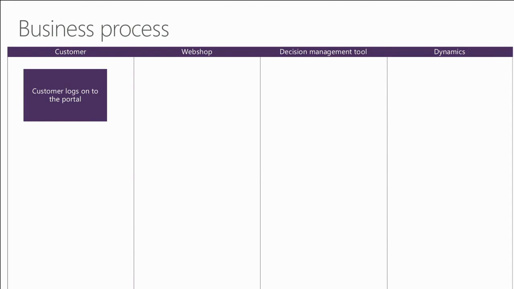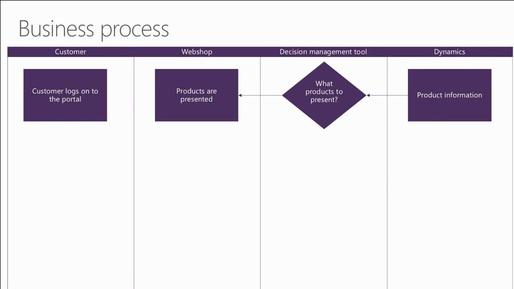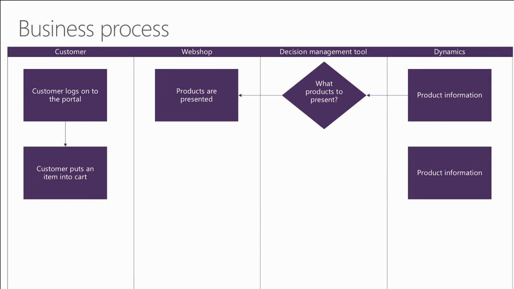So the scenario is a customer logs onto the portal. The product catalog, in this case, is residing in Dynamics. Now, the first decision that needs to be made here is what products to present, right? And you could argue that this decision doesn't really have to be made. Lots of web shops, you just log on, and they show all the products. But still, if you want to optimize, then you would want to present some products which are personalized. Once the decision is made by the tool, the products are presented.